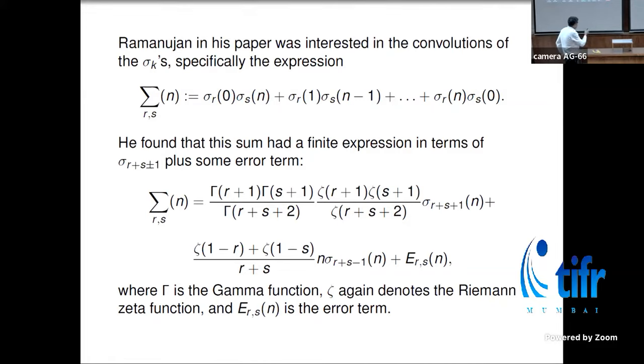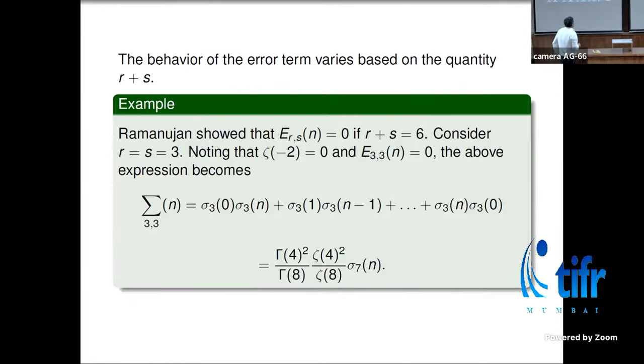Okay, and somehow in that paper, he wants to say something about these convolved sums. Okay, any questions? All right. Okay, so now, for certain values of r, what matters mainly is r plus s. So when r plus s, for example, is 6, then this error term is 0, and then you get some explicit evaluation of this convolved sum of sigma_3, right? So it's related to sigma_7(n), and the coefficients come from the gamma and zeta functions.